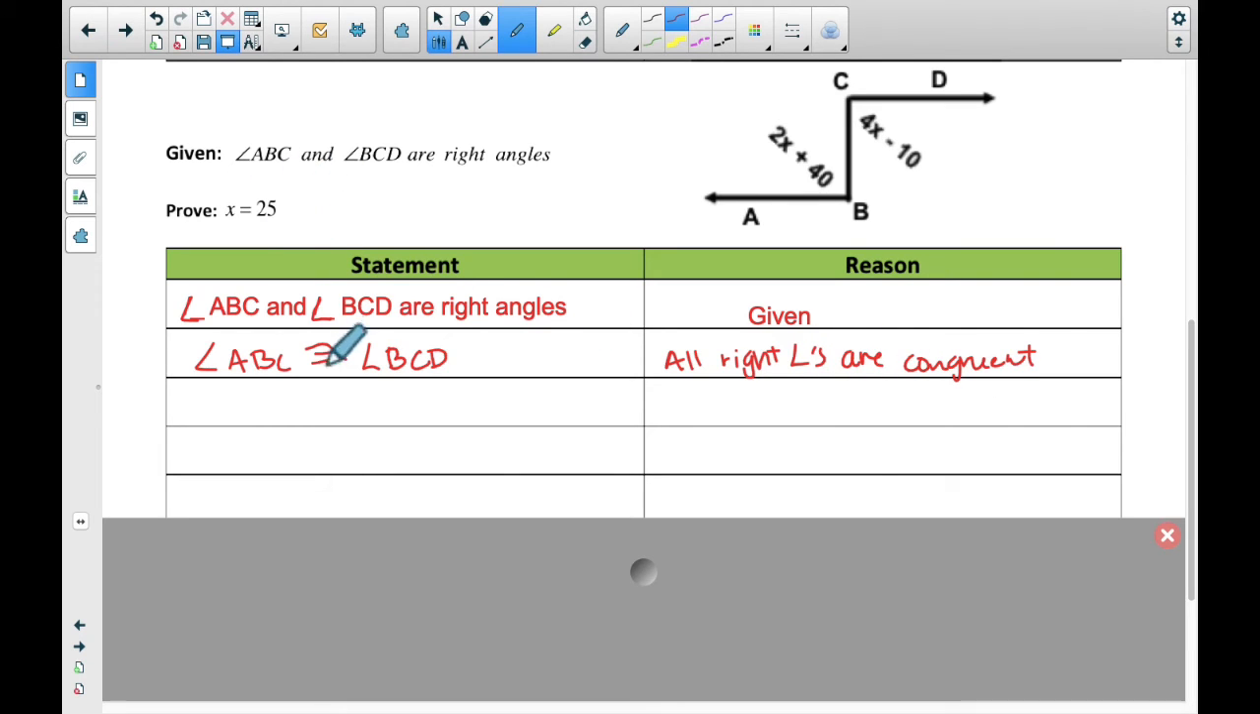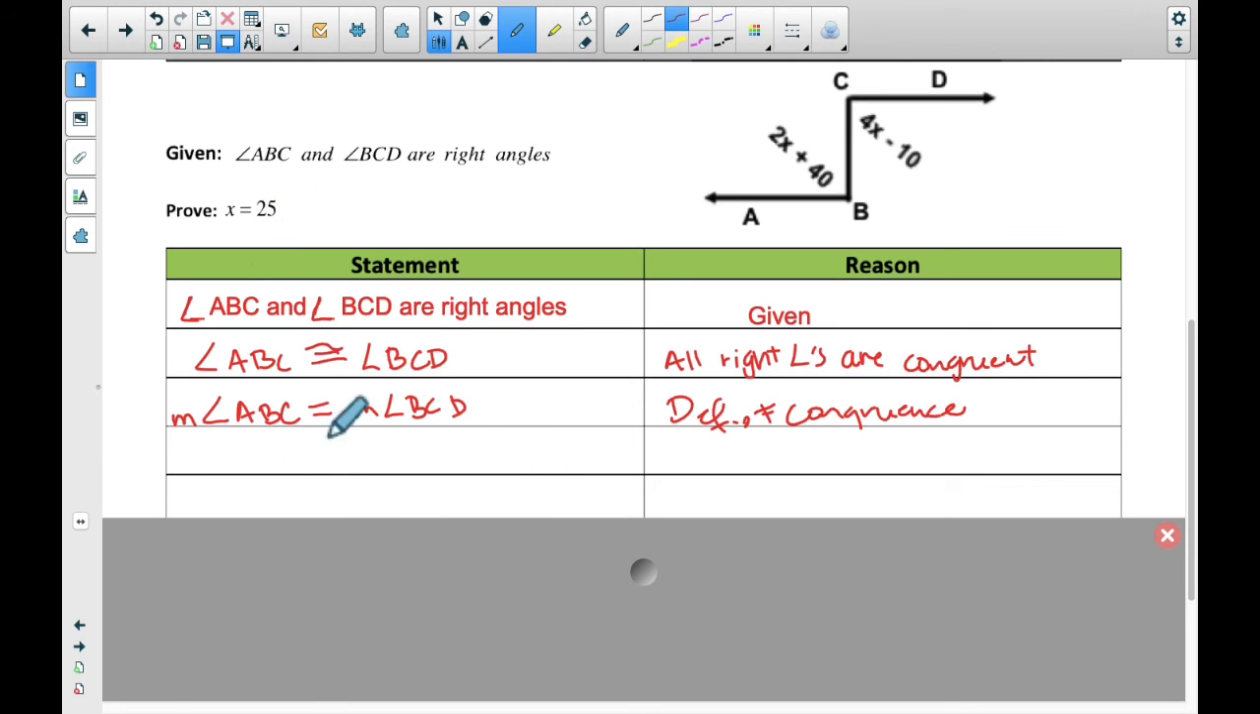But again, we're going from congruence down to x equals. So I don't want a congruent sign here. I want an equal sign here. So I'm going to say the measure of angle ABC is equal to the measure of angle BCD. Why? That's just the definition of congruence. We just have to look for the key words and also keep in mind where we're trying to get to and bring together those key words like congruence with what we're trying to get to.